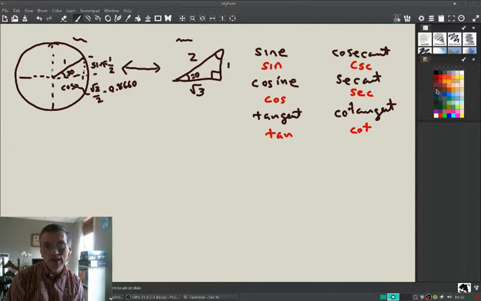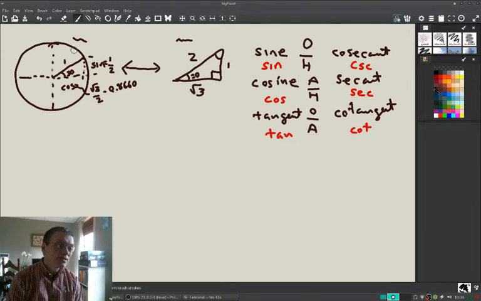This is pretty much the hard part of these. Sine, you remember maybe you had SOHCAHTOA. Sine is opposite over hypotenuse. Cosine is adjacent over hypotenuse, and tangent was opposite over adjacent.